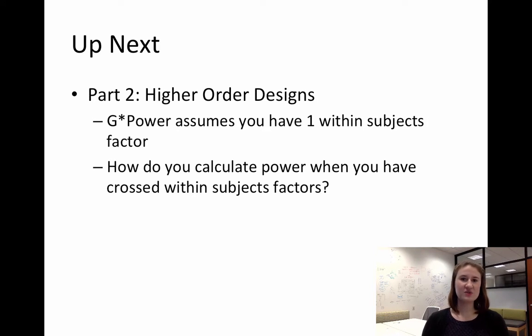So in part 2, I'm going to talk about higher order designs, specifically designs where you have multiple crossed within-subjects factors. G*Power actually assumes you have one within-subjects factor, which is not entirely clear from the inputs. So we're going to talk a little bit about how you can tell that, and then what you can do if you do have a crossed within-subjects design to still use G*Power to do some power calculations.